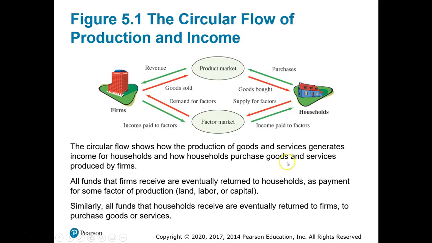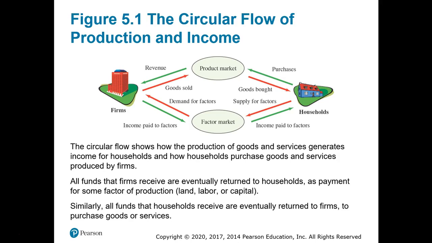All right, so here's a little simple what I just drew. You can kind of take a picture of that and understand that revenue goes one way, purchases go the other, incomes paid for factors on the factor market. Goods are bought and sold, demand for factors, supply for factors. They all play a part. Government's not on this picture, but it kind of goes in the center. And net exports is not on this picture. It goes on the outside.